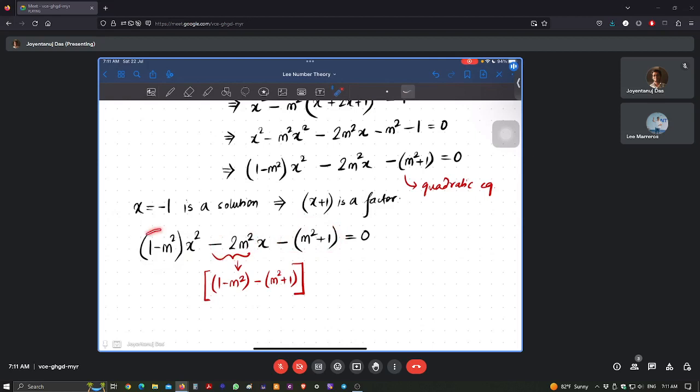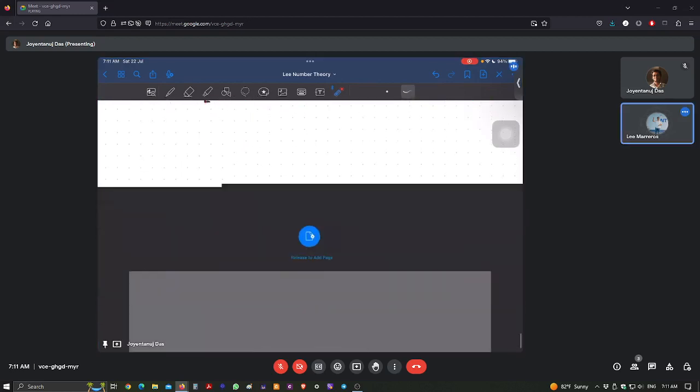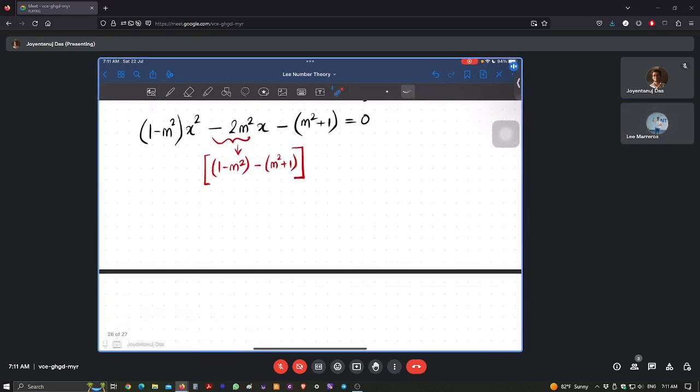So if I take 1 minus m square and minus m square plus 1, and open it up, this 1 and this 1 will get cancelled, so inside that bracket you have minus 2m square. So I can replace this minus 2m square using these two things. So if I do that, you can see what will happen.